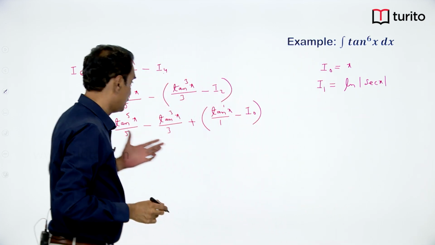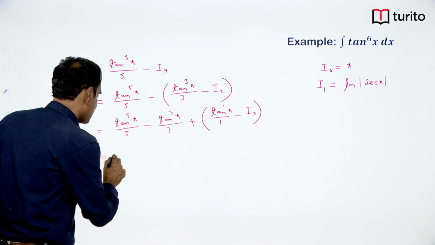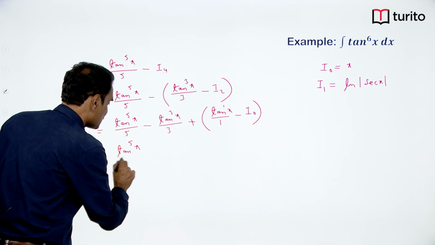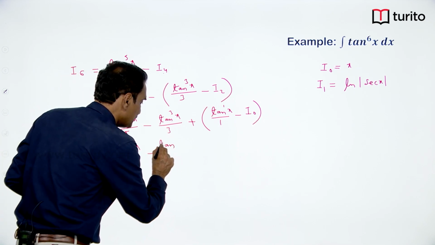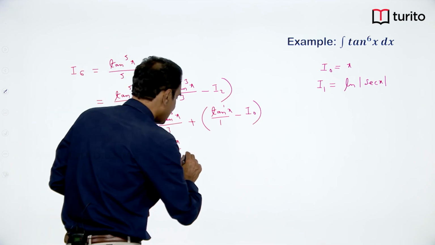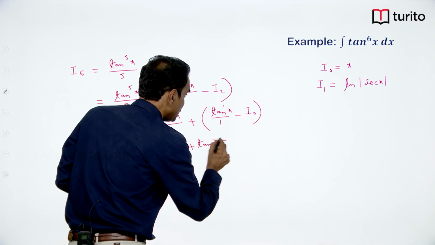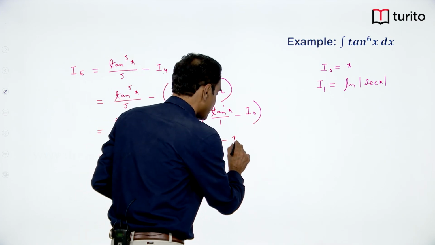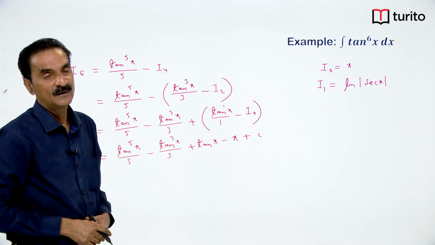Okay. Now substitute I0 and then write plus c. Integral tan power 5x by 5 minus tan cube x by 3 plus tan x minus I0, which is x. Finally, you write plus c.